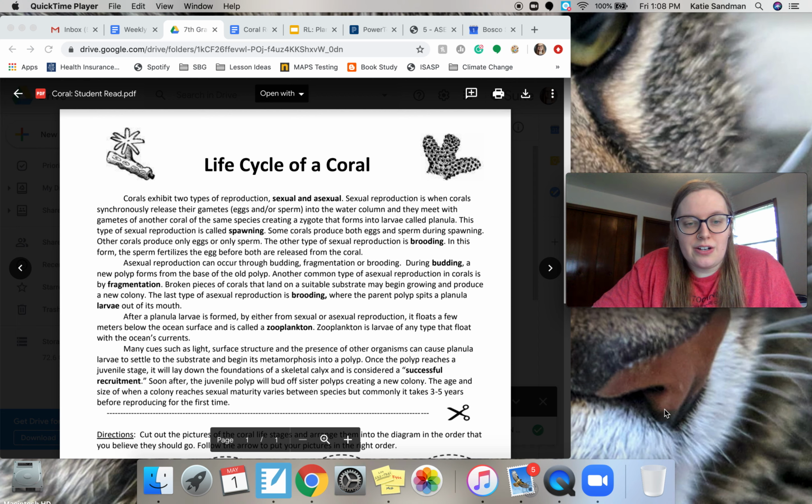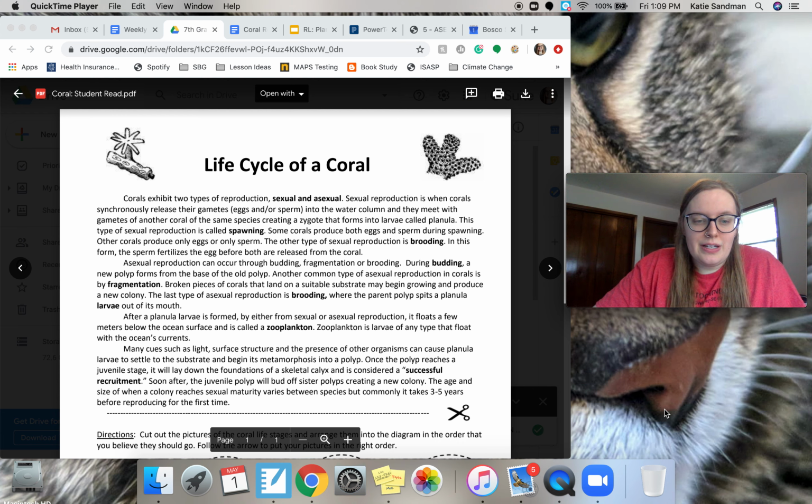Asexual reproduction can occur through budding, fragmentation, or brooding. During budding, a new polyp forms from the base of an old polyp. Another common type of asexual reproduction in corals is by fragmentation. Broken pieces of corals that land on a suitable substrate may begin growing and produce a new colony. The last type of asexual reproduction is brooding, where the parent polyp spits a planula larvae out of its mouth.